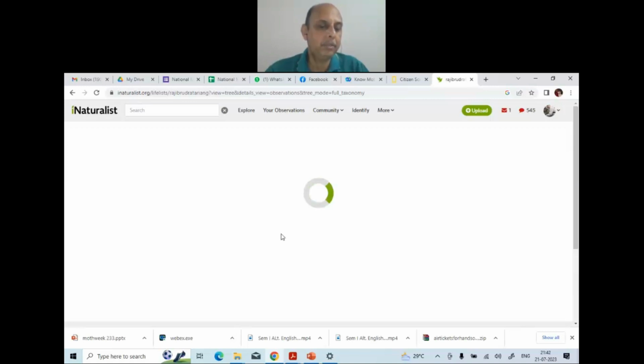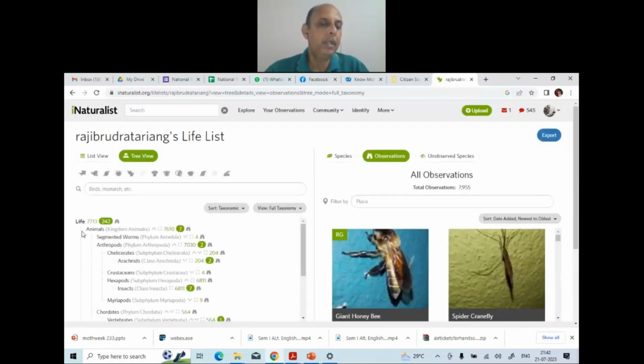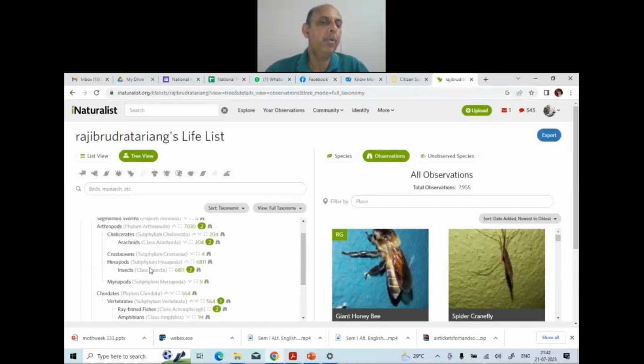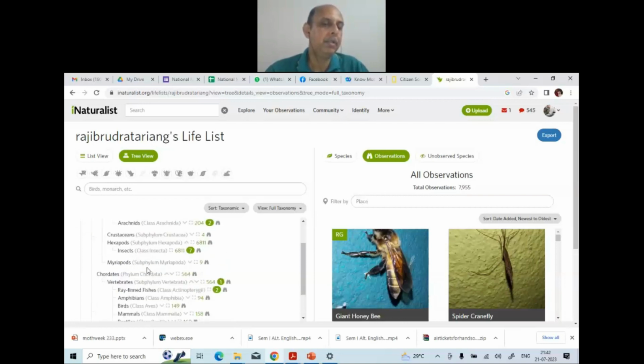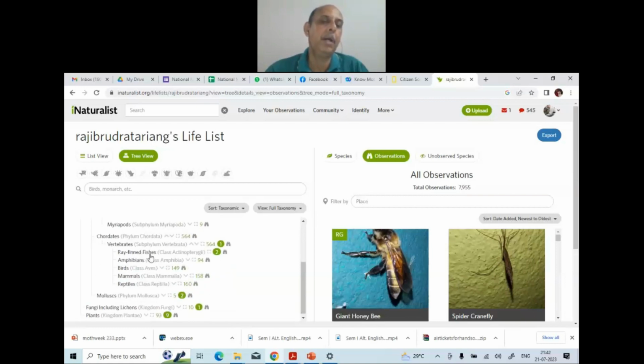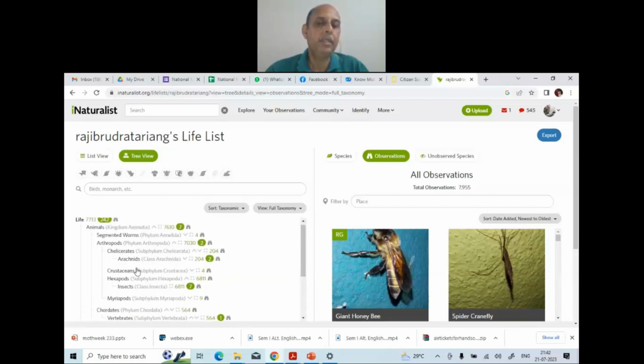There you can also see the arthropods. You can see the animal kingdom here on the left hand side. You can see the Arthropoda, then the Chelicerata, then the arachnids group. Then again you can see the crustaceans or hexapods. Hexapods are insects, no? And then you see the insects. You can see the myriapods. You can see the chordates. You can see some fishes, the amphibians, birds, mammals, reptiles. So the entire list is there.